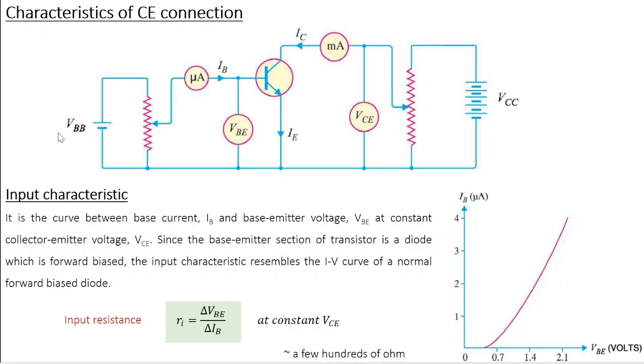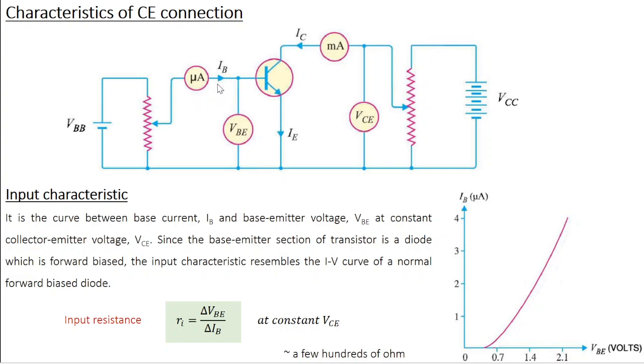So when you change the rheostat, VBE, the voltage drop between base and emitter, is going to change. Similarly, when you change the rheostat, the voltage drop between the collector and emitter at the output side, VCE, is going to change. Okay. So you have two voltages here, the input voltage VBE and the output voltage VCE.